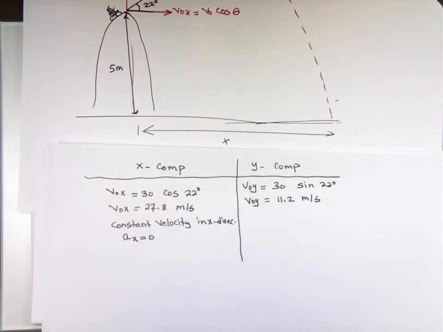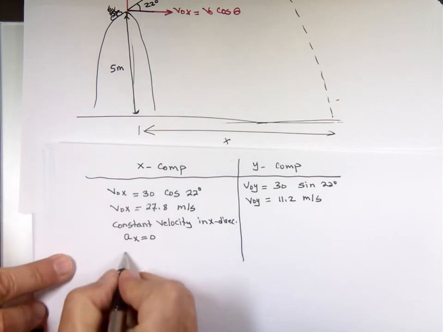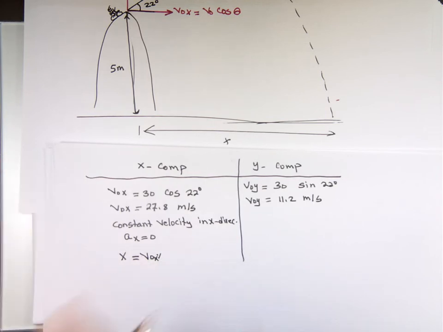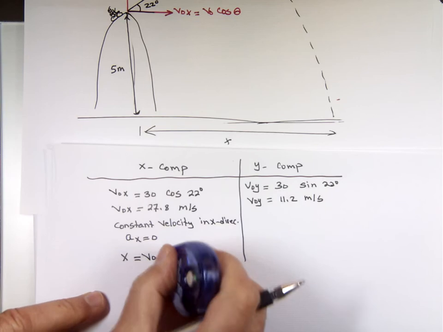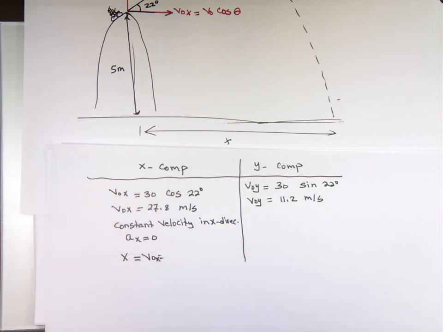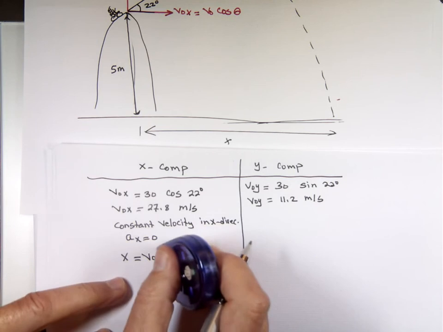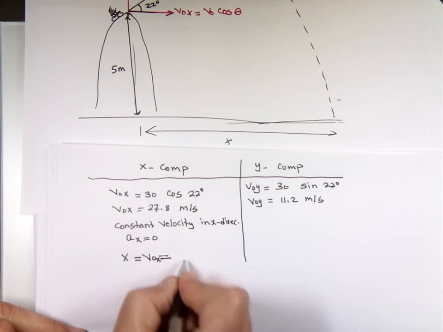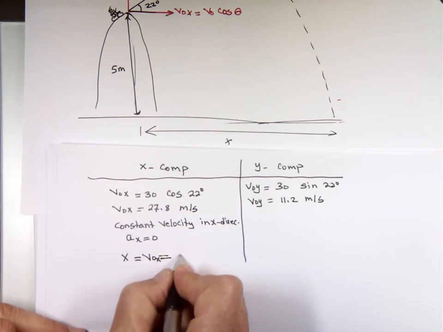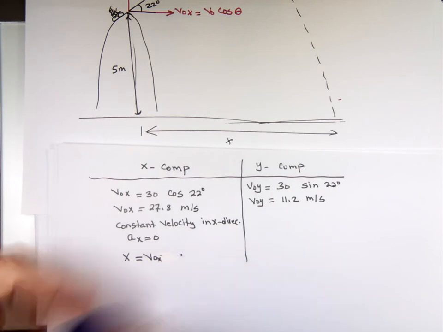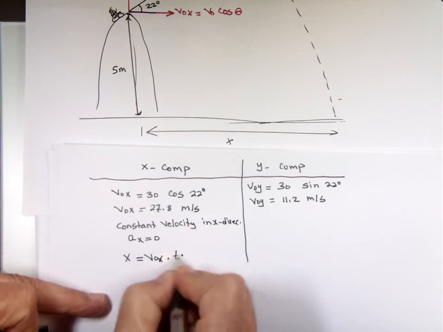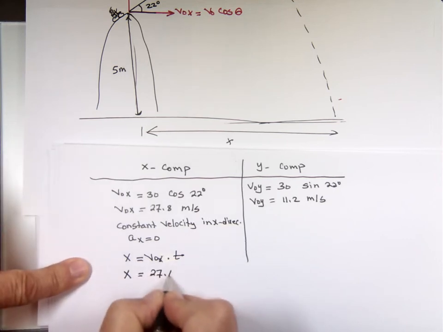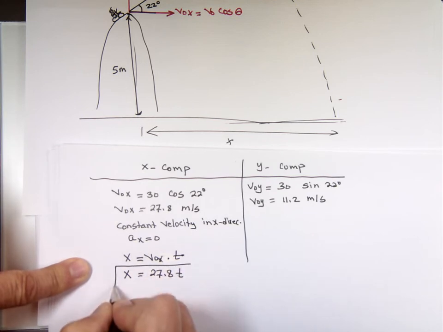There's only one equation you can use in the x direction. That's this one. That's a subscript, v0 in the x direction, times t. So here x equals what? 27.8 times t. Again, one equation. If I know t, I know x. If I know x, I know t.